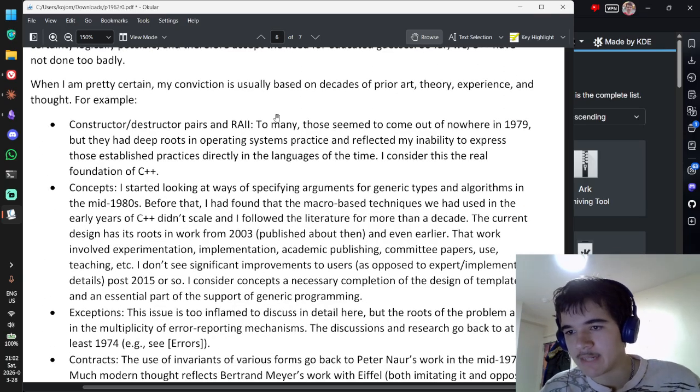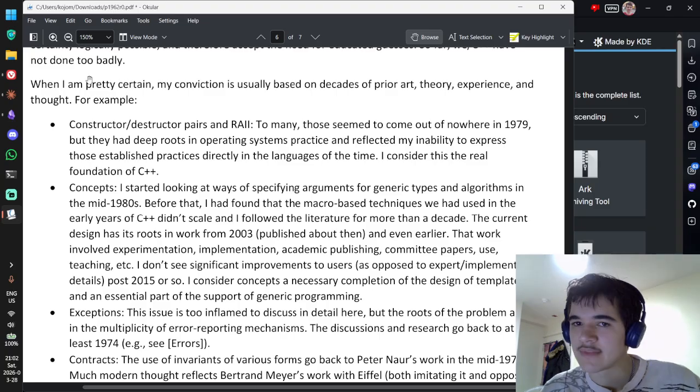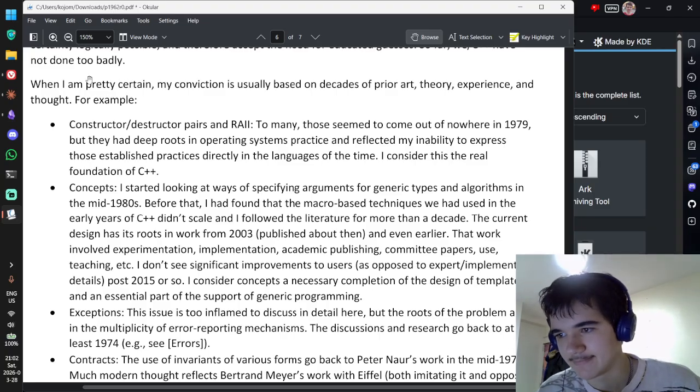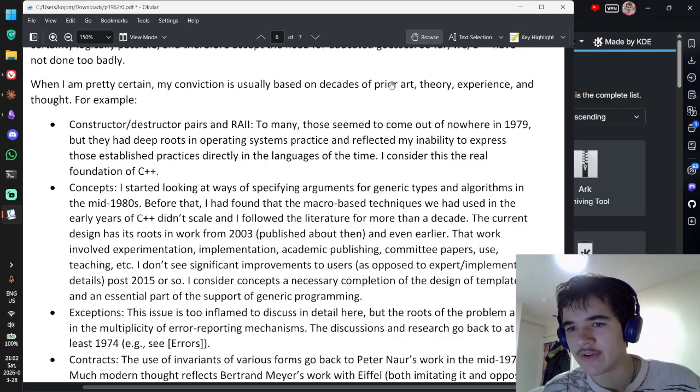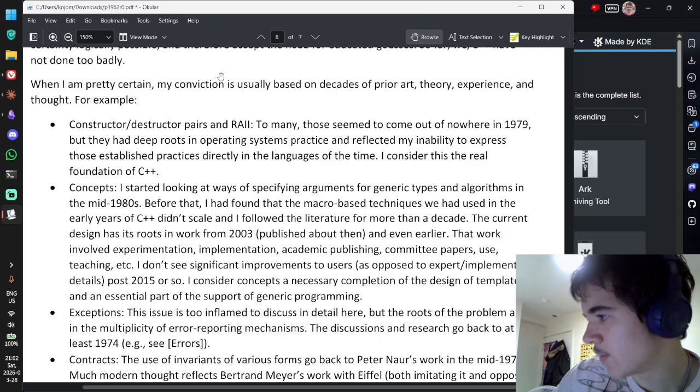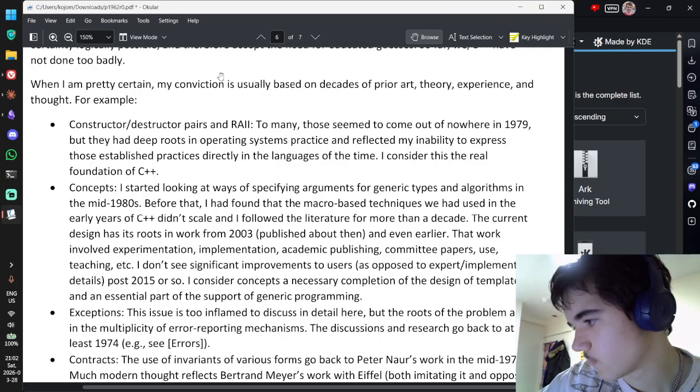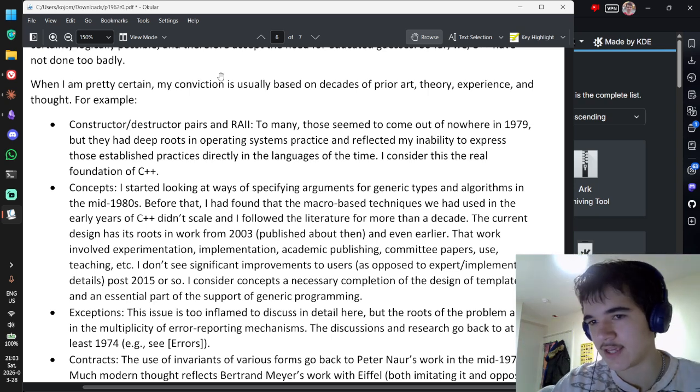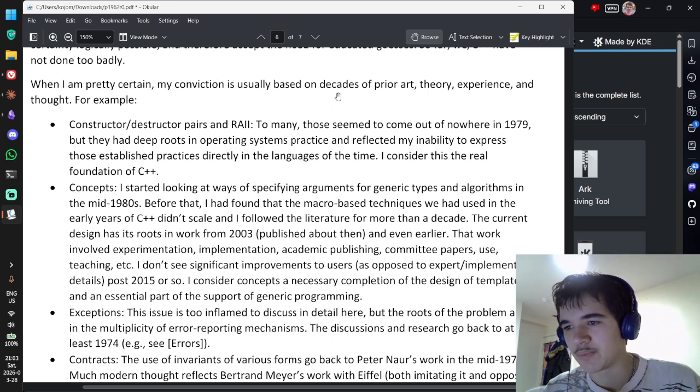Yeah. When I am pretty certain, my conviction is usually based on decades of prior art, theory, experience, and thought. Maybe that's the word we need. Pretty perfect. If it's pretty perfect, I take it back. That sucks. Whoa! Decades of prior art, theory, experience, and thought. Okay, because my question was, how do we know when we feel like something's right, right? And even Bjarne here is referring to instinct, which is built up on those decades of prior art, theory, experience, and thought.